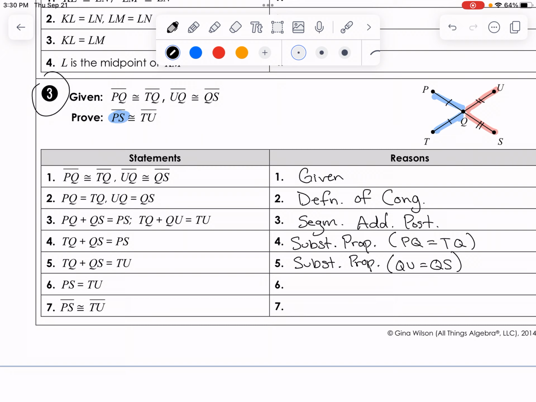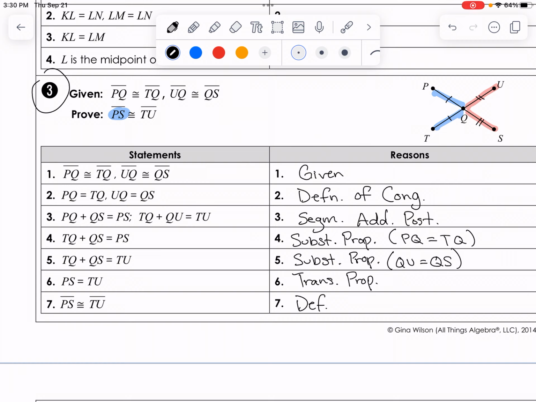All right, now we get to some parts here. We're saying that PS is equal to TU. So what is telling us that that is able to be true? Okay, that is the transitive property. So where are we getting that from? It's because in lines 4 and 5, TQ plus QS, and this is also TQ plus QS. That tells us that these two things are equal to each other. PS is equal to TU. So PS right here is equal to TU right here. And then from line 6 to line 7, that's definition of congruence.